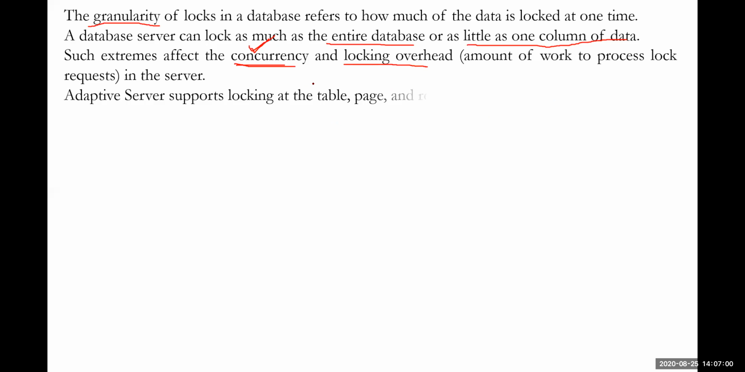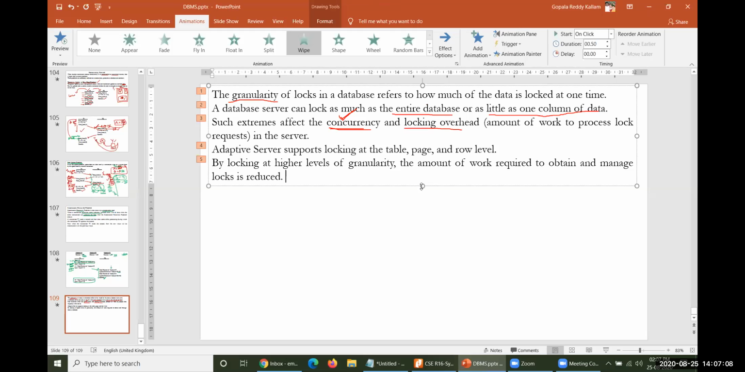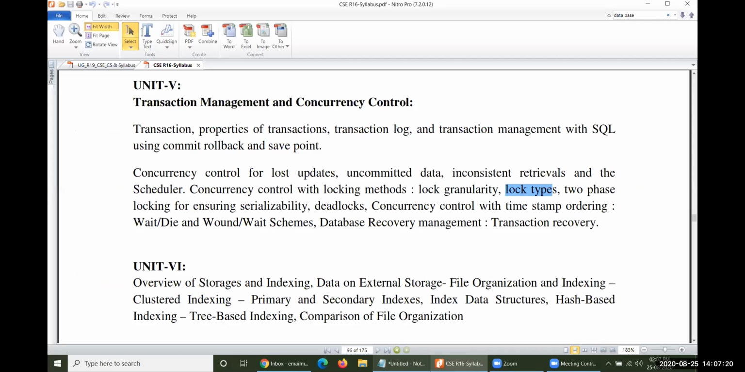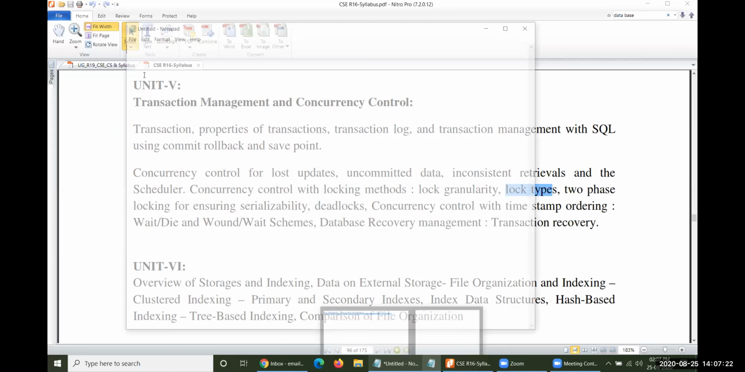However, we'd like to come across the actual points here. The locking points might be seen in such a way. I hope this is not visible to you. I'd like to close this PPT for the time being, and let me open Notepad for explanation.